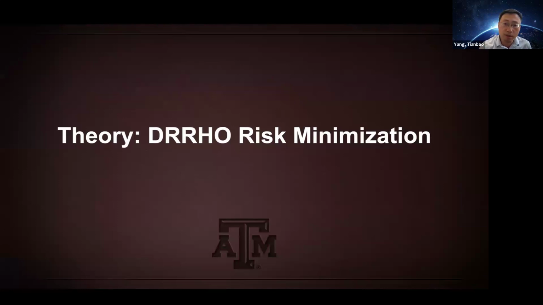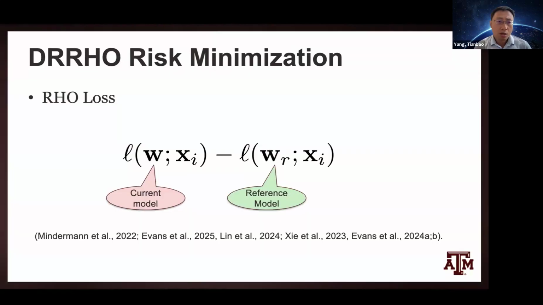Okay, so let me move on to the framework or theory. It's DRO risk minimization. The DRO risk minimization is built on a loss called rho loss that leverages the reference model. Rho loss was not proposed by us, it was studied in early works. Because we have a reference model, and a target model W that we want to train, we can measure the loss of the target model on the data xi, and we can also measure the loss of the reference model on the same data, and we compute the difference. That is called rho loss.